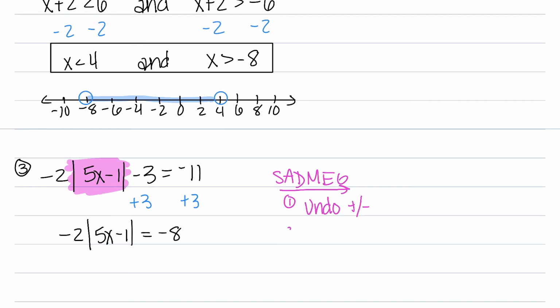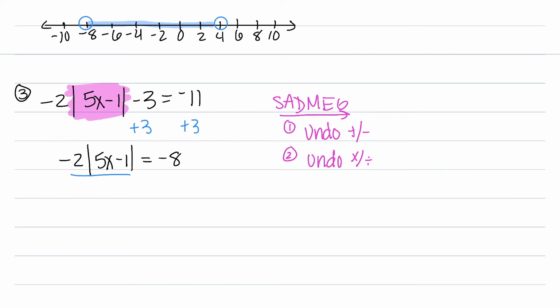Then I undo multiplication and division. So I would divide by negative 2 on both sides. Oh shoot, I forgot to put an inequality symbol in there. Sorry, it was supposed to be a less than. Make sure you switch that, okay? Less than, not equal to. We're not doing equations. All right, when I do that, I'm going to have to flip my symbol because I divided by a negative. So now it's a greater than. Absolute value of 5x minus 1 is greater than 4.